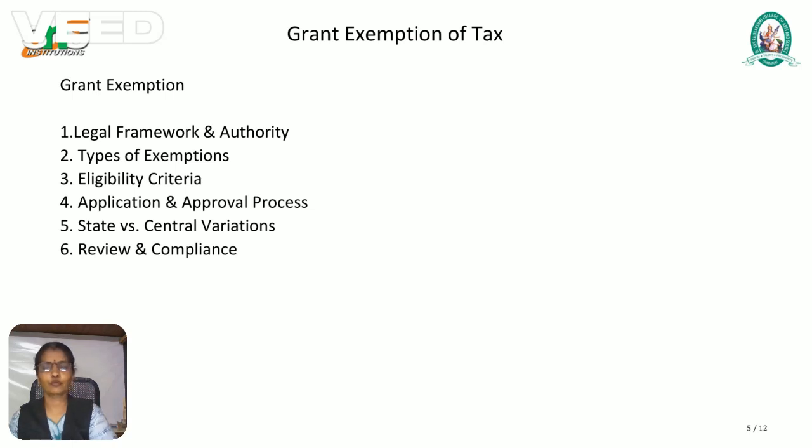In terms of goods, if they are manufacturers, their turnover should be less than 40 lakhs, and then they get the full exemption. In terms of services, to get the exemption, their turnover should be less than 20 lakhs. So these are the two main conditions they are supposed to fulfill. The next one is the application and approval process. They have to apply and complete all the processes under the grant exemption.